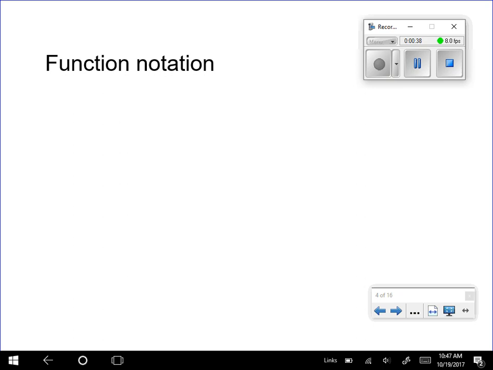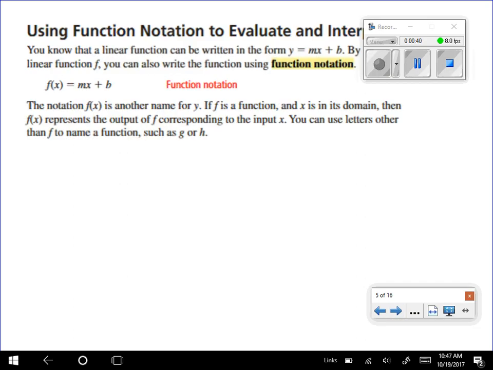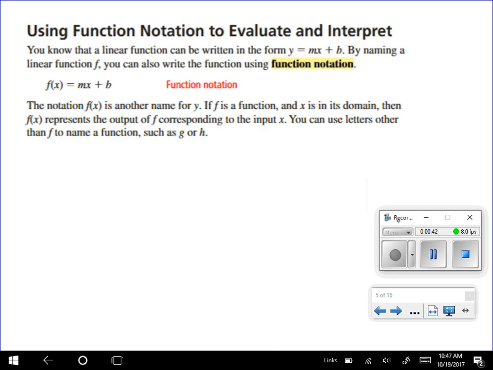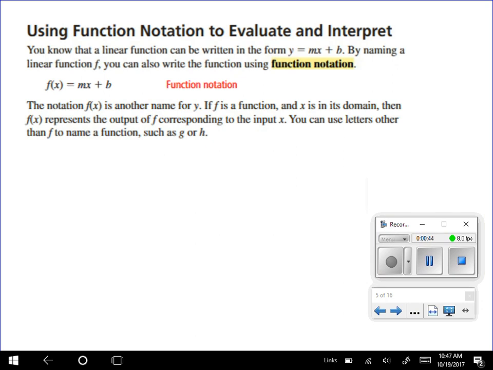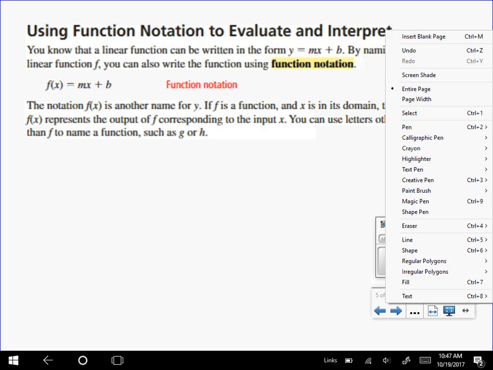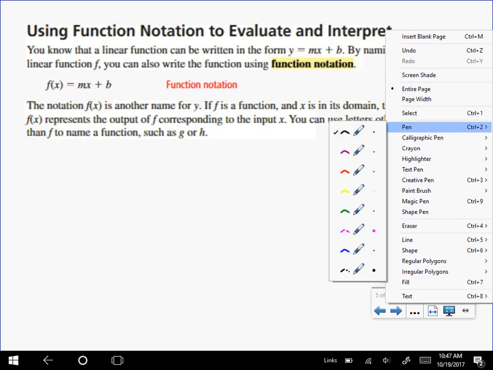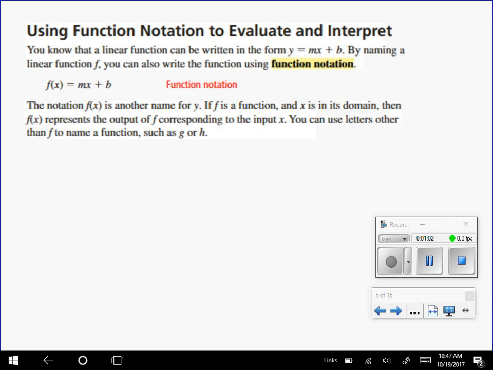So first of all, we have to know what function notation is. So this is very important. This is something you should write down. So, using function notation to evaluate and interpret. You've already figured out that a linear function is represented by y equals mx plus b. By naming a linear function f, you can also write the function using function notation, okay? So this may be a little confusing at first, but it makes sense, okay?